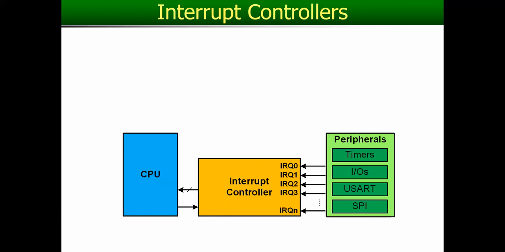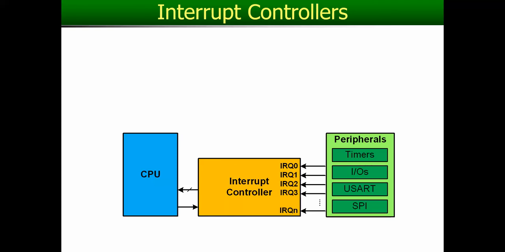And then SPI, it's another way of serial communication. It's a serial peripheral interface. These are different technologies for serial communication. You might have heard about I2C. I2C, SPI, USART, these are peripherals. These are ways of doing serial communication.